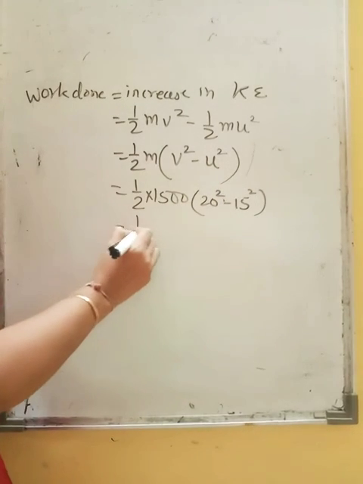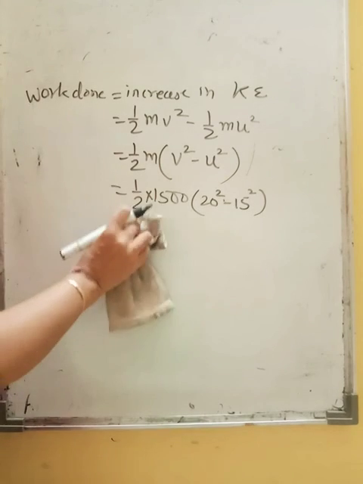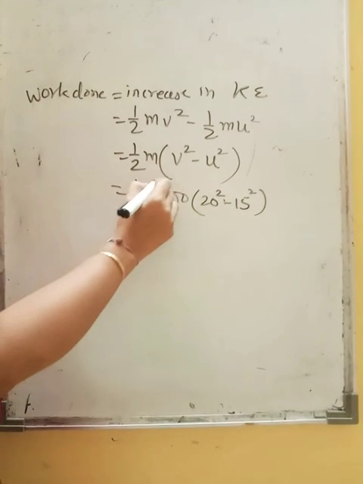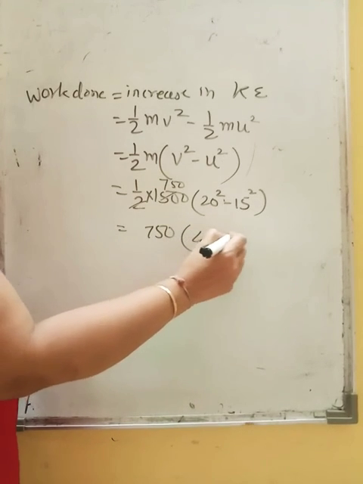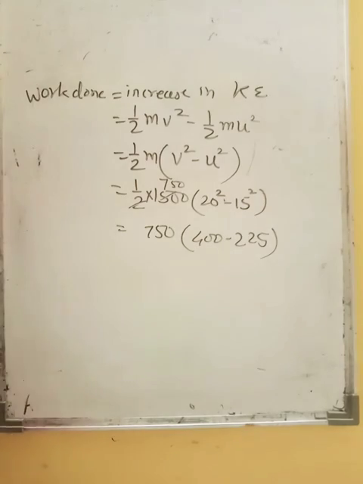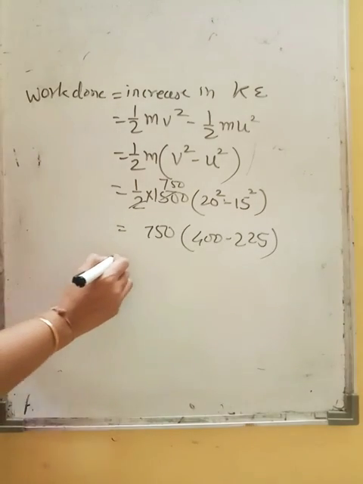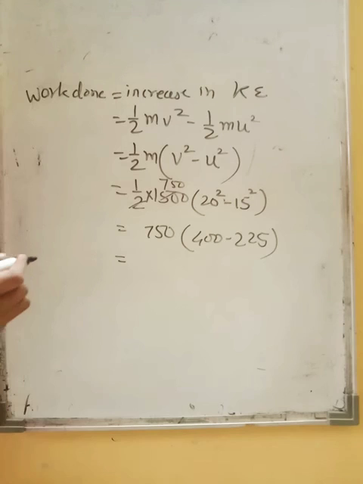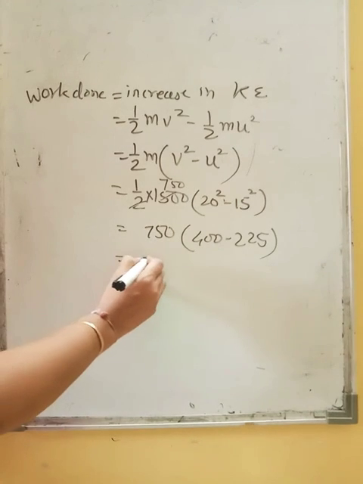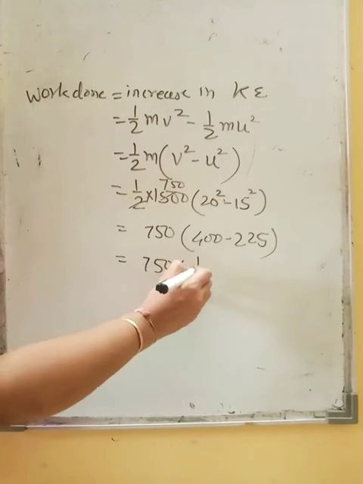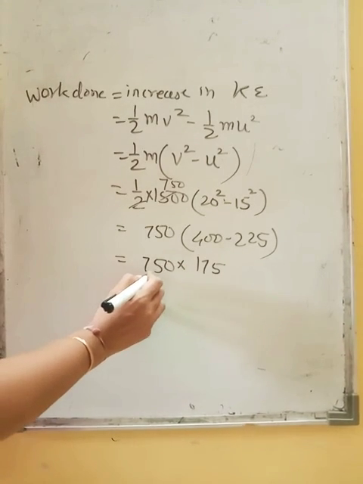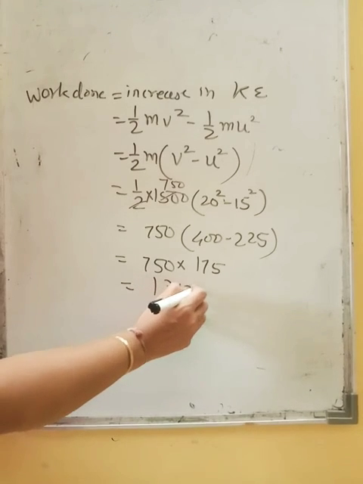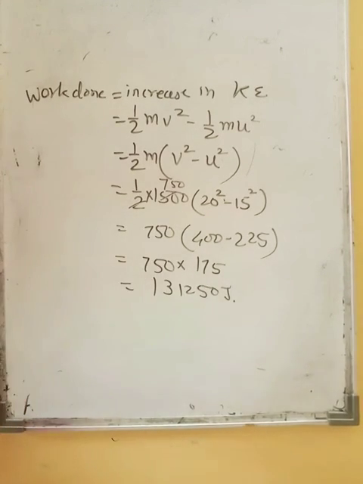square. So it is half into 1500, 750 कर दूँ. Yes. So it is 750 multiply by 20 का square हो गया 400 और 15 का 225. So if you open the bracket, so first you do it subtraction, 750 into 175. So answer of this will come as 131250 joules. Right?